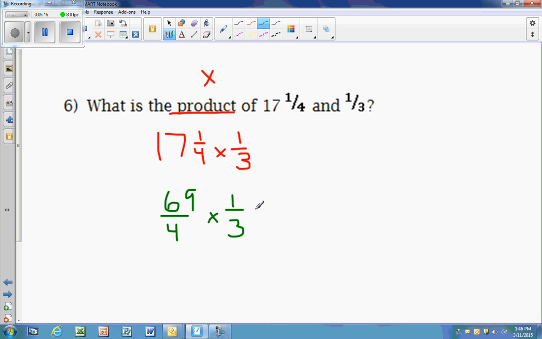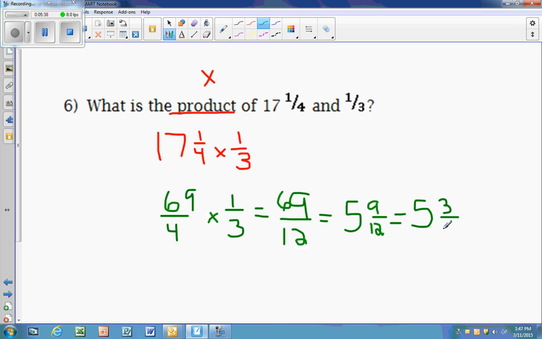And when I multiply this right across, I get 69 twelfths, which is the same thing as saying 69 divided by 12. And 69 divided by 12, it goes in 5 times. 9 out of the 12 is left over, which means that I have 5, and I can divide 9 and 12 both by 3, so 5 and 3/4.